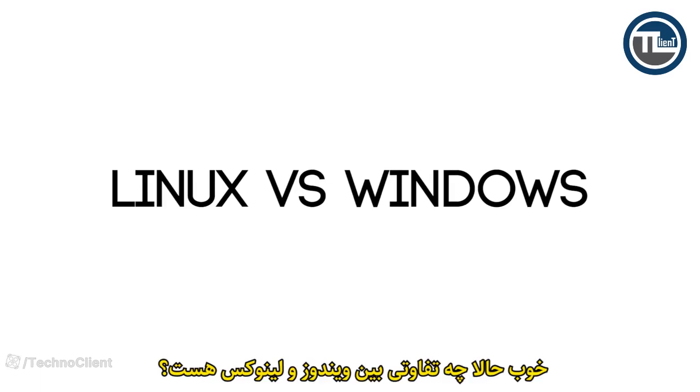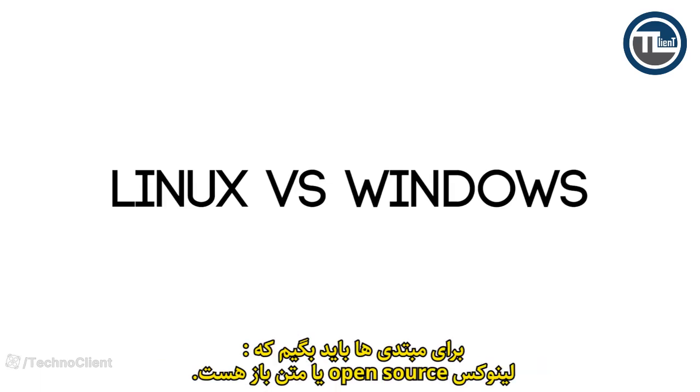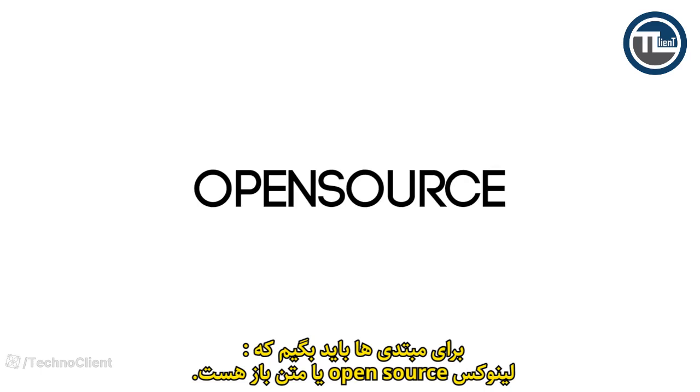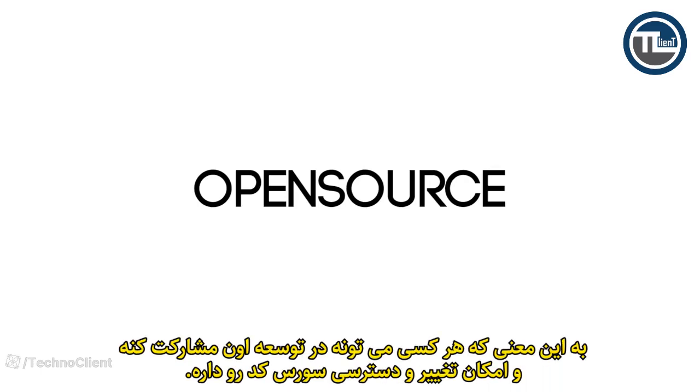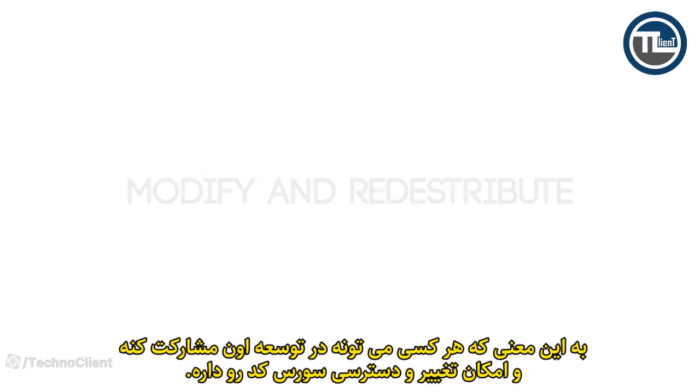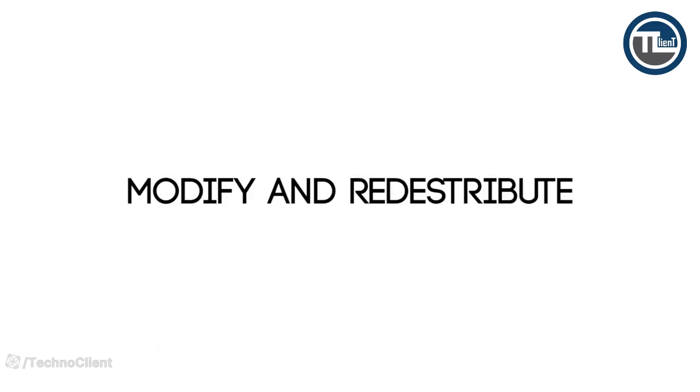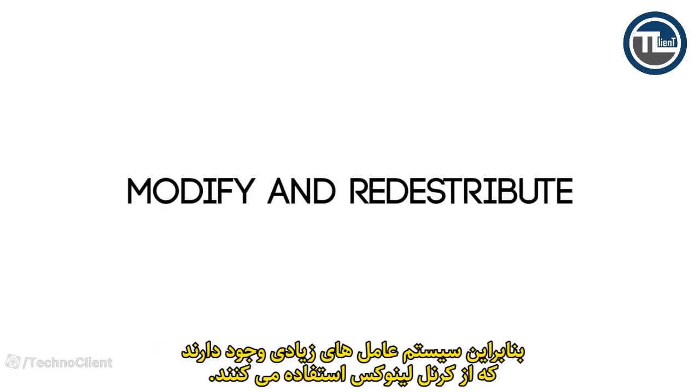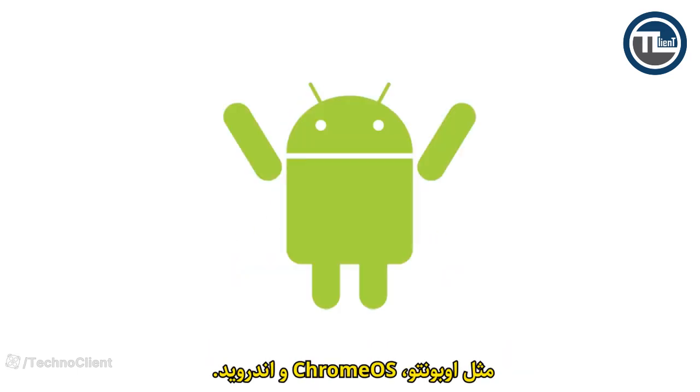So how is Linux different from Windows? For starters, Linux is open source. This means that anyone can help contribute to the development and anyone is free to modify and redistribute the source code. As a result, there are many operating systems using the Linux kernel, such as Ubuntu, Chrome OS, and Android.